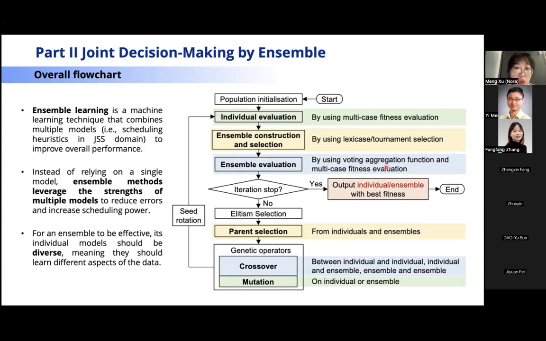proposed in part 1. And because we maintain a population that includes both individuals and ensembles, for our parent selection, crossover, or mutation, we allow both individuals and ensembles as parents, and also allow breeding between individual and individual, individual and ensemble, and ensemble and ensemble.